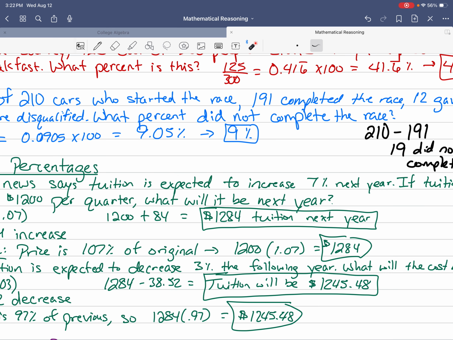A 10% cut is going to be my $100 that I'm thinking of, times 90%, because I'm only getting 90% now. I took a 10% cut. That tells me my new pay is now $90. So what that equates to is that I, in this 10% cut, am having a $10 loss. Okay?